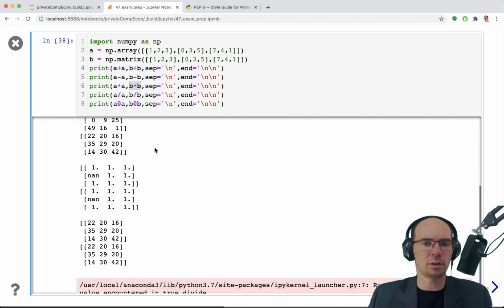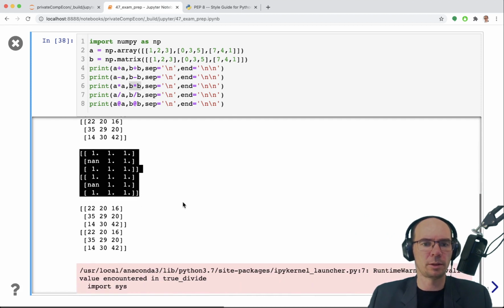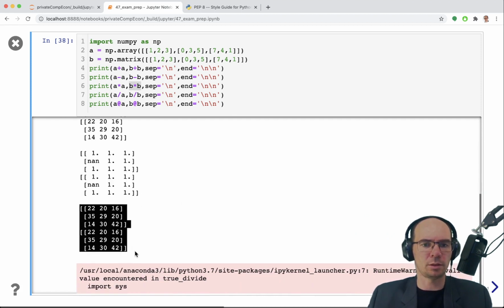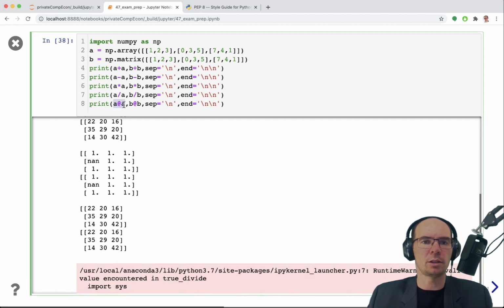The division is element by element for both, and the matrix multiplication has this special sign, at, which is the matrix multiplication that we've used throughout the course, and we never really used matrices. But you may come across this type, and you should be aware of this. So the answer is it's the multiplication operation that differs between the two types.